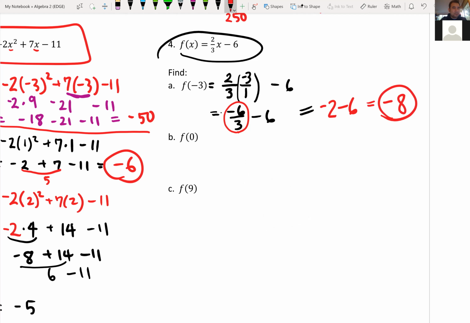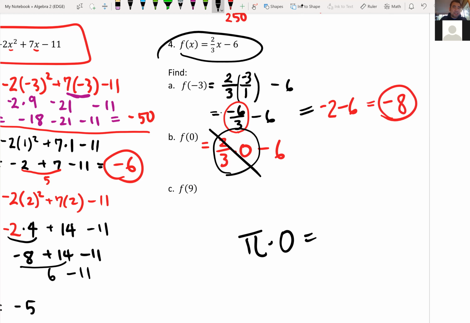Okay, next one, f of 0. That's going to be an easy one because 2 over 3 times 0 minus 6. Now, what's 2 over 3 times 0? Isn't that 0? Anything times 0 is 0, isn't it? It doesn't matter whether it's a fraction or integers, rational number, irrational number. Pi times 0 is a 0, right? So it's just going to be negative 6.